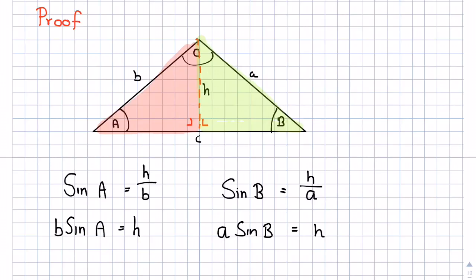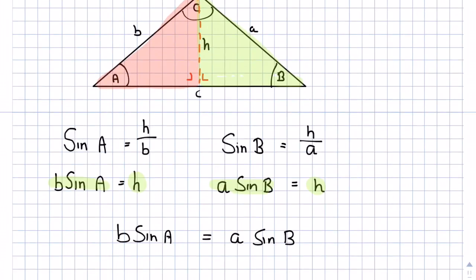So this is saying to me that h is a by the sine of B, but over here we're being told that h is b by the sine of A. They're the same h because they represent the same line in the triangle, so that means I can put these together and say that b sine A is the same as a sine B. And I now have an equation: b sine A is a sine B. And as with any equation, I can do whatever I like to both sides of the equation.